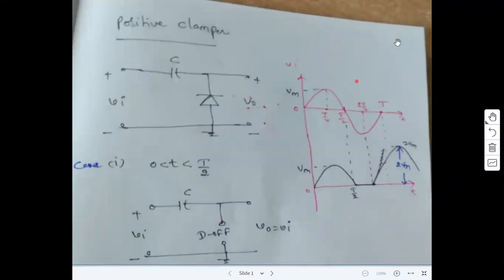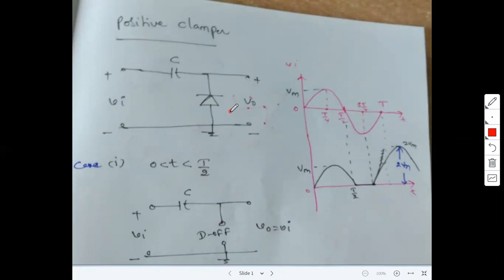Today we discuss clamper circuits. In the last class, we discussed negative clamper and biased negative clamper circuits. Today we discuss positive clamper circuits: positive clamper and biased positive clamper circuit. The difference between the positive clamper and negative clamper is only that the diode connection is different, right?